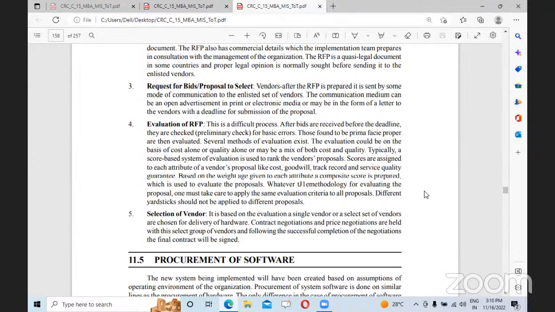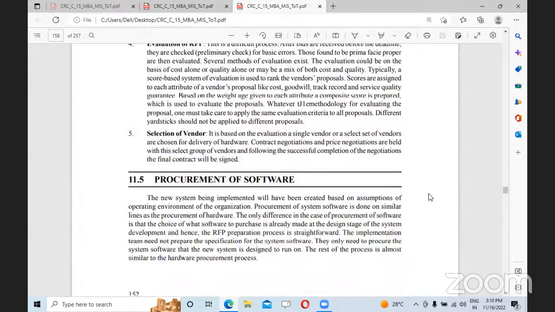Typically, a score-based system of evaluation is used to rank the vendors' proposals. Scores are assigned to each attribute of a vendor's proposal like cost, goodwill, track record, and service quality. Based on the weightage given to each attribute, a composite score is prepared, which is used to evaluate the proposals. Whatever the methodology for evaluating the proposal, one must take care to apply the same evaluation criteria to all proposals. Different yardsticks should not be applied to different proposals.